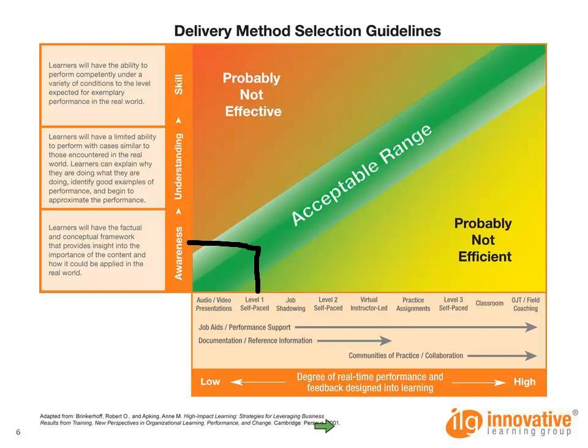One last thing before I leave this slide, you'll see that some of the things across the bottom, instead of being at one point, have an arrow going across, like the job aids and performance support and documentation and reference information. We have them going across because they're acceptable across a range of learning levels.